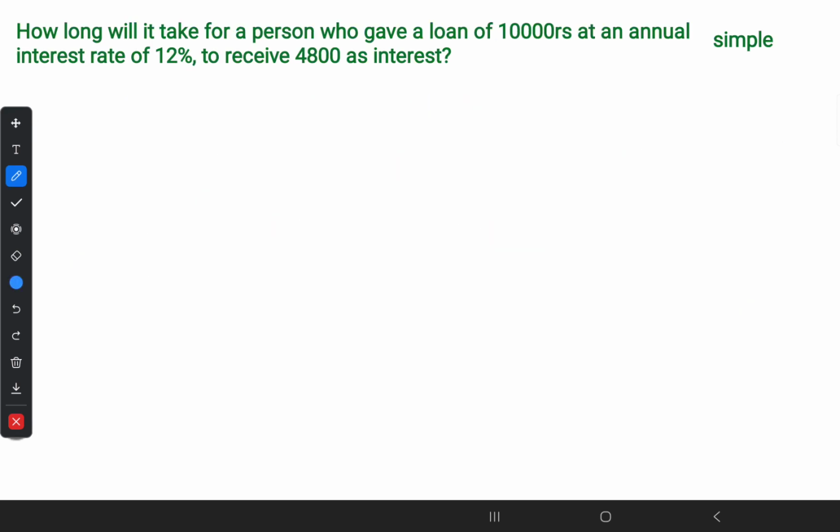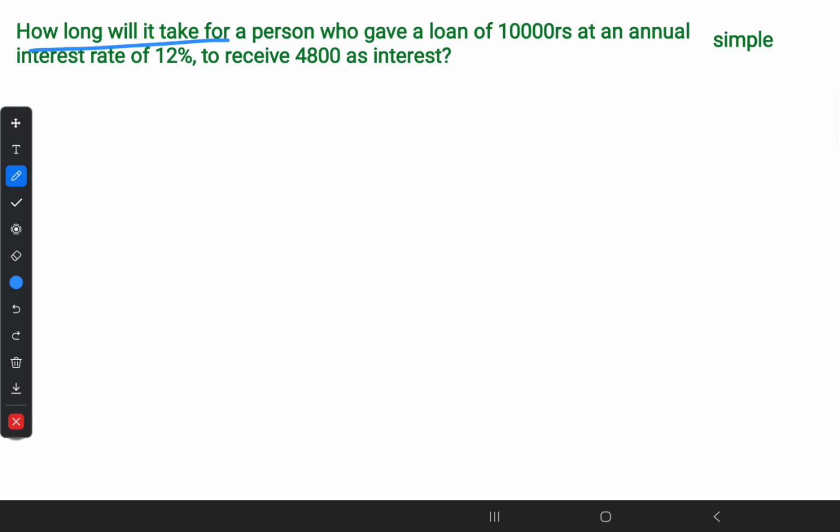This question: how long will it take for a person who gave a loan of 10,000 rupees at an annual simple interest rate of 12% to receive 4,800 as interest? Okay, think you are that particular person. You gave that loan to your friend under 12 percent annual simple interest rate. So first of all, what you need to find is the interest for 1 year.